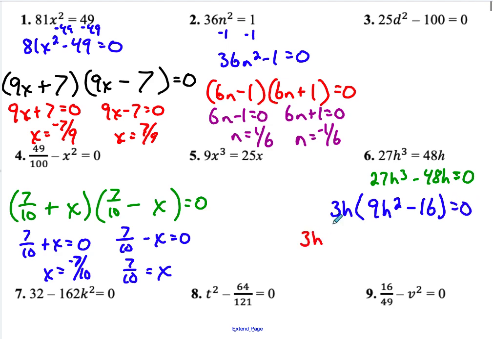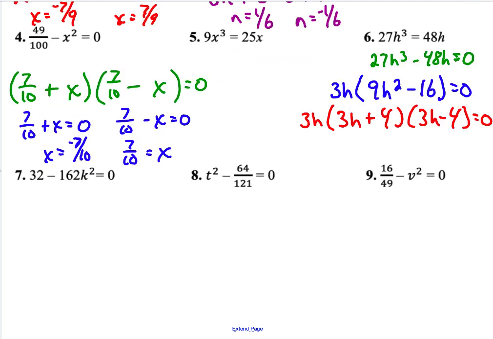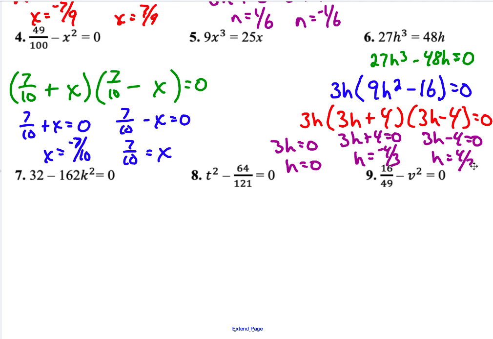So my 3h hangs out. 9h squared is 3h times 3h. 16 is 4 times 4, and then I want one plus and one minus. Now I go ahead and solve them, but I should do three of them because I have three parts. 3h is equal to 0, so h is equal to 0. 3h plus 4 is equal to 0, so h is equal to negative 4/3. 3h minus 4 is equal to 0, so h is equal to positive 4/3. So in this one, I ended up with three solutions.